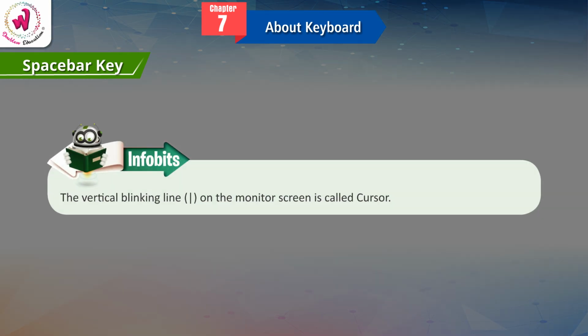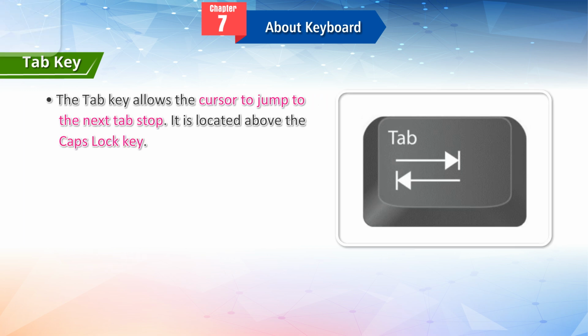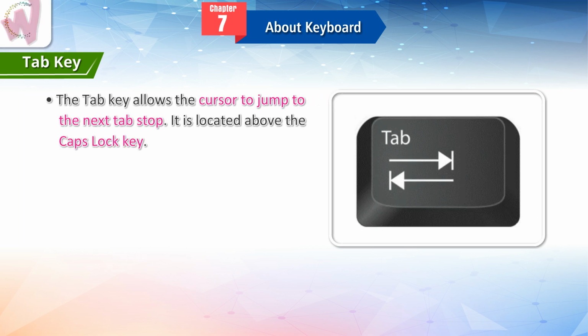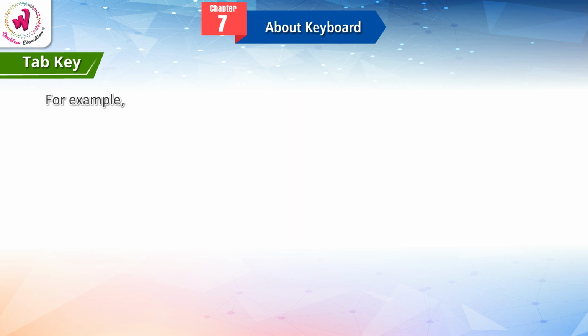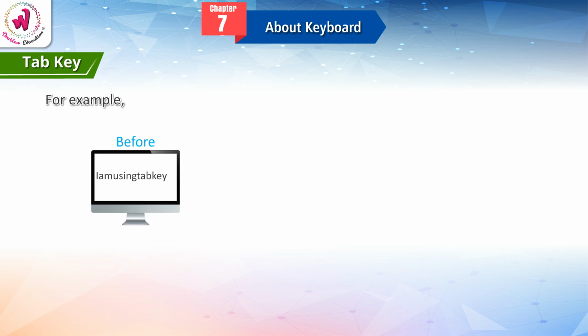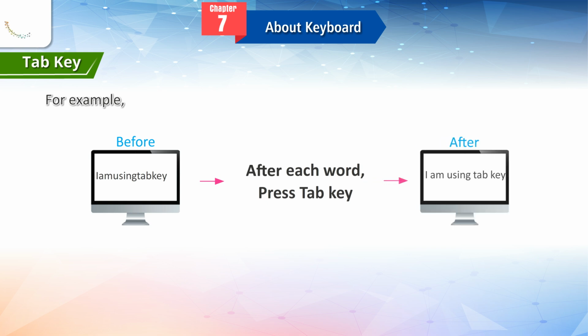Info bits. The vertical blinking line on the monitor screen is called cursor. Tab key. The tab key allows the cursor to jump to the next tabbed stop. It is located above the caps lock key. For example, before, after each word, press tab key.